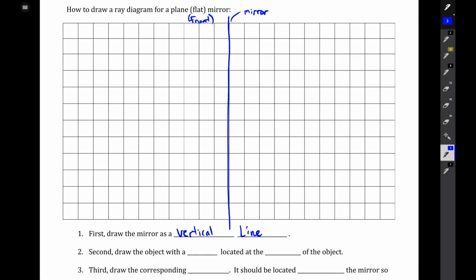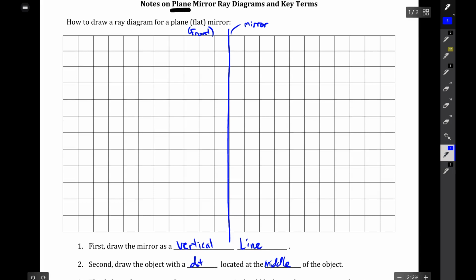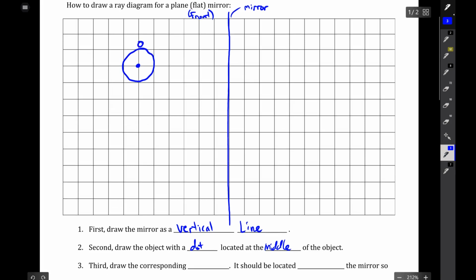The second thing is we draw the object, and whatever object you do, you need to make a dot somewhere, and the dot is located, for our case in this, at the middle of the object, but later on it'll be wherever the light is starting from. So I'm just going to pick an arbitrary spot. Let's say my object, as we did with our lab, is circular. Always a good idea to label it O for object.